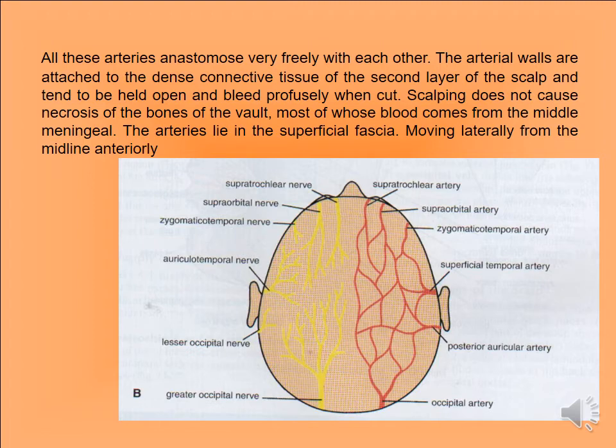The arteries lie in the superficial fascia, moving laterally from the midline anteriorly. Like the nerve supply, this is the arterial blood supply of the scalp.